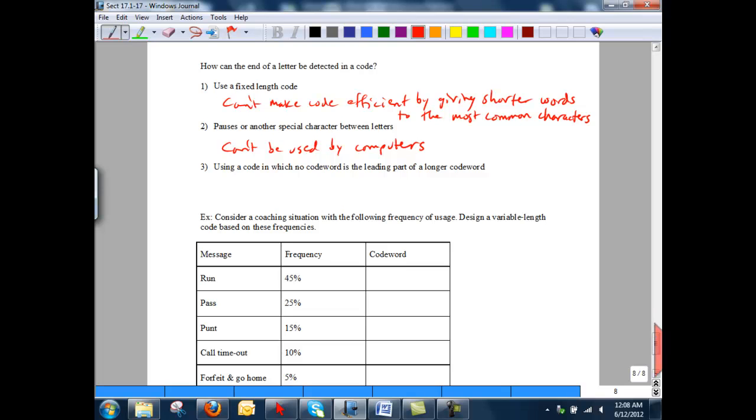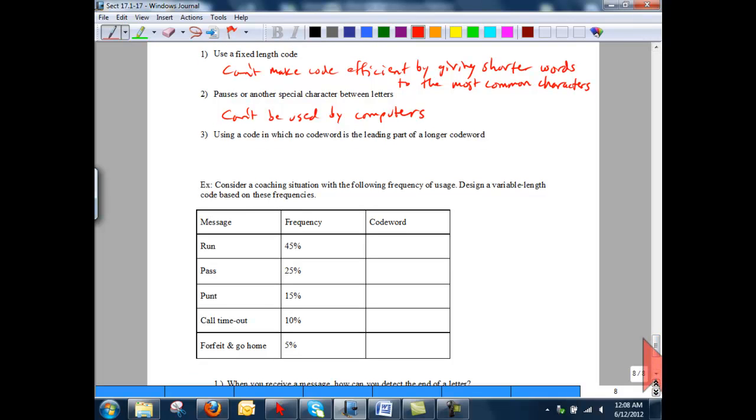And a third possibility is to use a code in which no code word is the leading part of a longer code word. Let's do an example of a code construction that illustrates that.